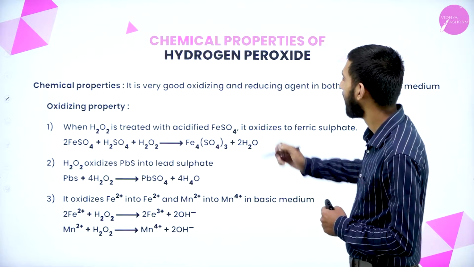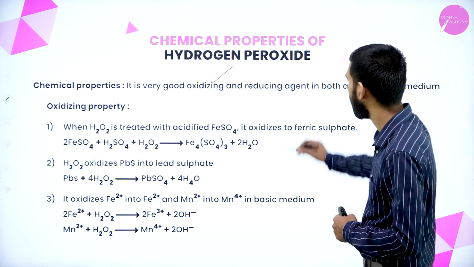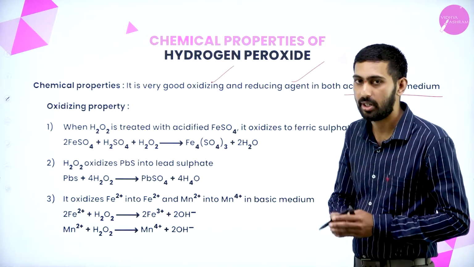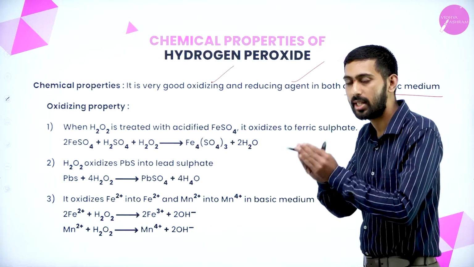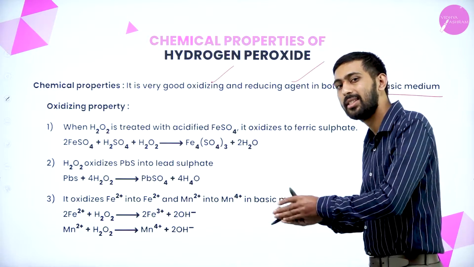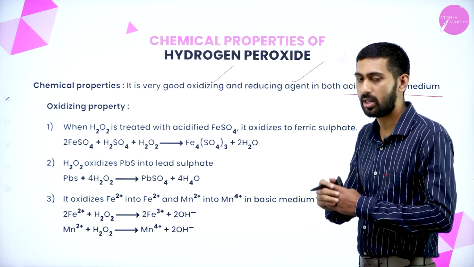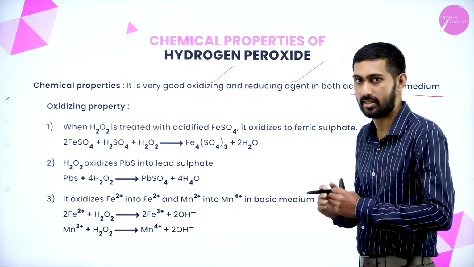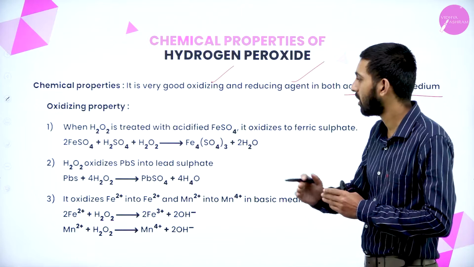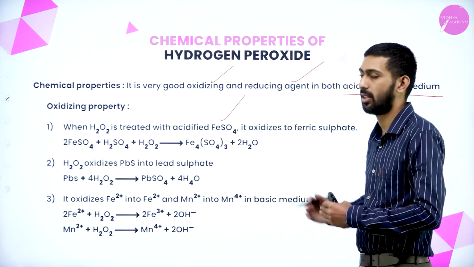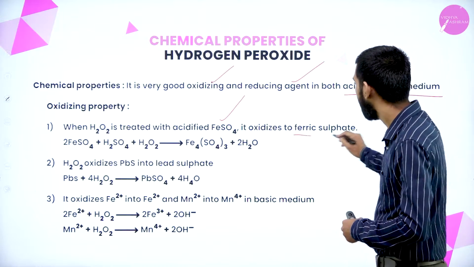Okay. Next thing is chemical properties of hydrogen peroxide. It acts as a very good oxidizing agent as well as a reducing agent, in both acidic and basic medium. Next thing is the oxidizing property. What oxidizing properties does it have? Let us see. When hydrogen peroxide is treated with ferrous sulfate, acidified ferrous sulfate, we will get ferric sulfate.